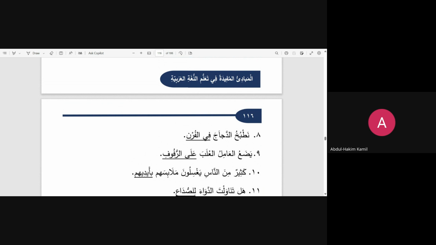عندك يا هارون يضع العامل العلب على الرفوف. Everybody. يضع. What does يضع العامل العلب? The cans on the shelves. Right? Ulbatun is 1 can. Ulab is what? Cans. Why did I put that? Just so you can have the word.